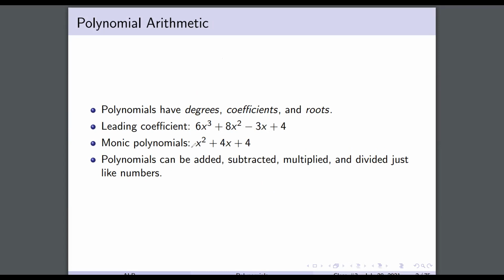Monic polynomials are polynomials such as this one, where the leading coefficient is 1. In this case, there's nothing in front of it because we don't write ones, but this would be a monic polynomial. And polynomials can be added, subtracted, multiplied, and divided just like any other regular numbers.